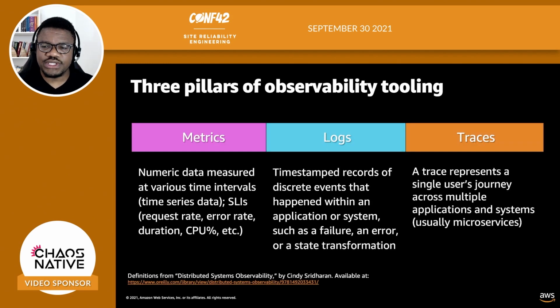The first one is metrics. Metrics are defined as the numeric data that you can measure at various time intervals. Then you've got the logs, which are time-stamped records of discrete events that are happening within your application. And finally, you have traces, which is tracing of the HTTP requests that go through various components within your application. And these are the three key pillars when you talk about observability.